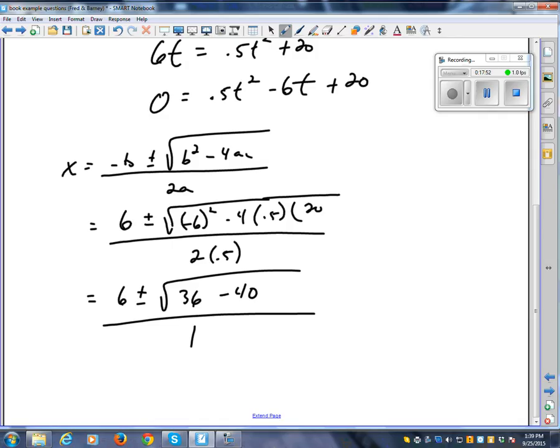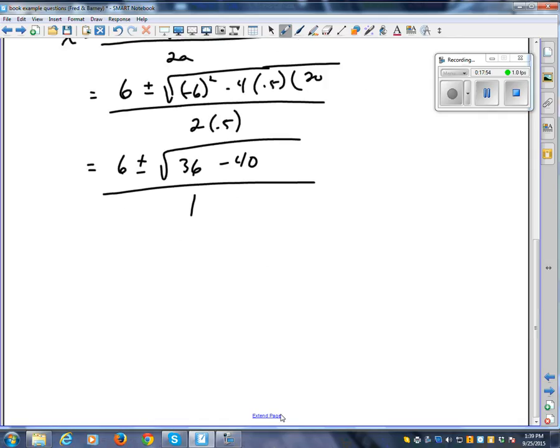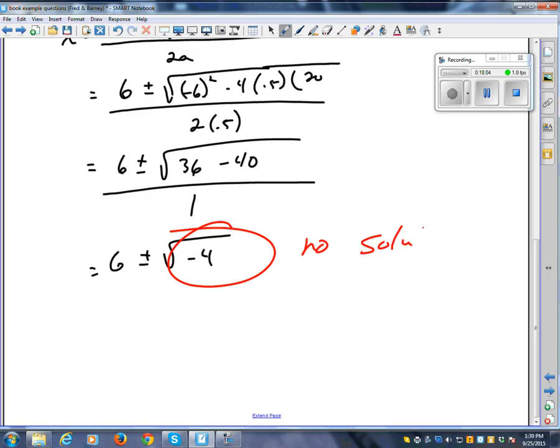And what happens? You got 6 plus or minus the square root of minus 4. And what does that mean? No solution. There is no time when their positions are the same, as you guys determined by brute force.